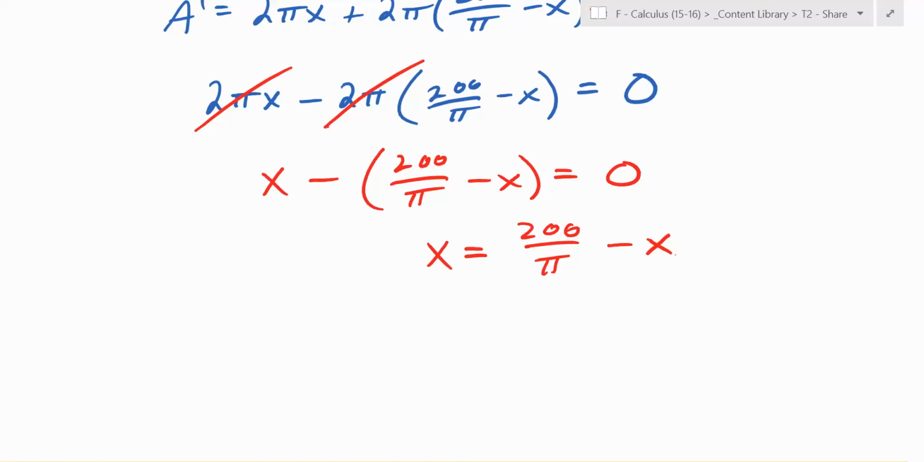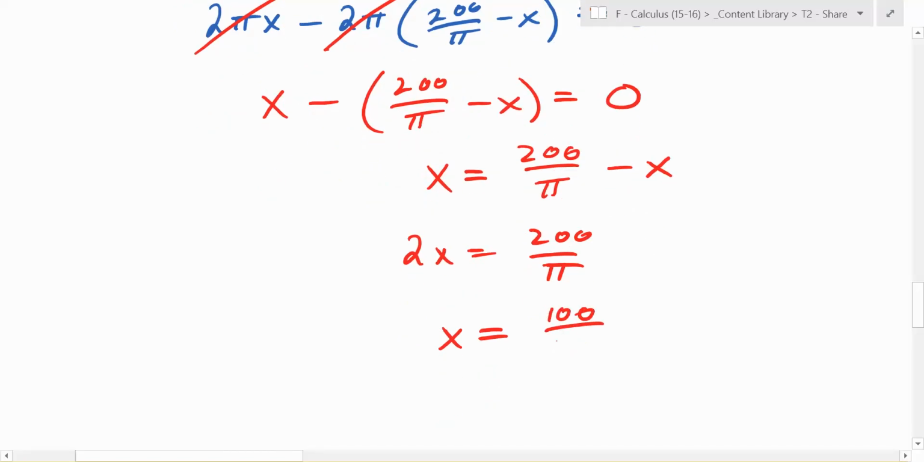Hey, what do we do now? Add an x. I kind of made this convoluted. I totally realize that. So 2x is equal to 200 over pi. So what does x equal? 100 over pi.